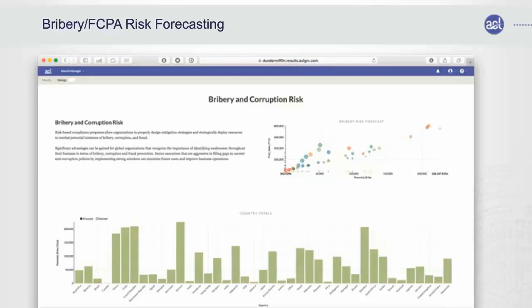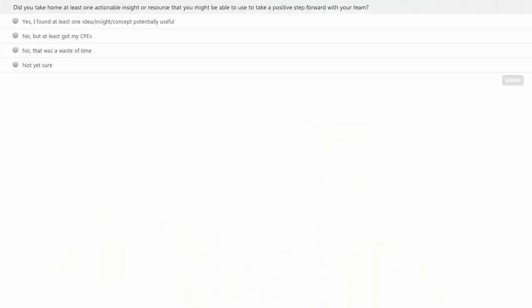With that, getting close to the end of our time, we have our last poll question. It has popped up on your screen, so go ahead and answer it. It reads: did you take home at least one actionable insight or resource that you might be able to use to take a positive step forward with your team? This is focused on the topic we've been talking about today, using data analytics within your internal audit function. There are some easy to read options for this polling question, so go ahead and answer that.